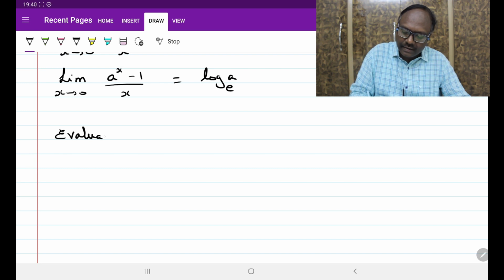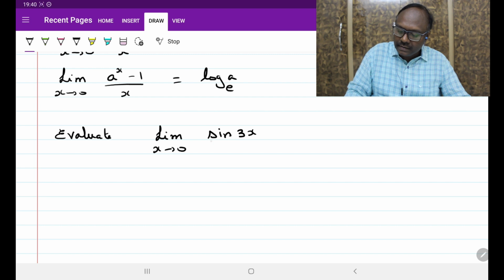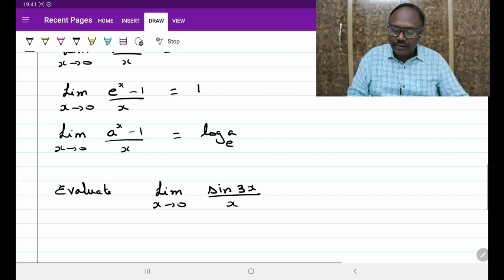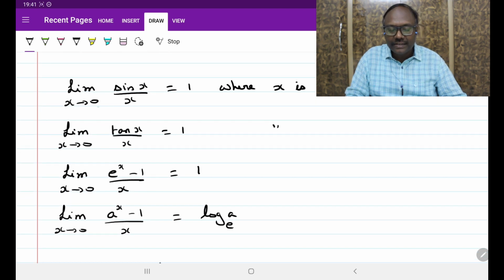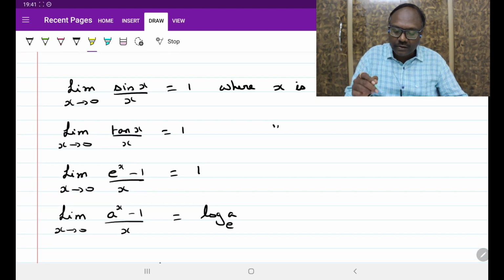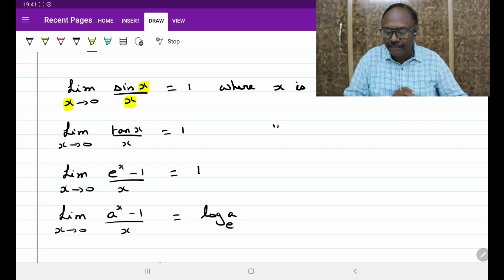Evaluate limit x tends to 0, sin 3x divided by x. So whenever we are using the identity limit x tends to 0 sin x by x, what we should take care of is sin of whatever angle we have, the denominator should be the same angle and that should tend to 0. Only if these 3 are the same, then we get the answer as 1.